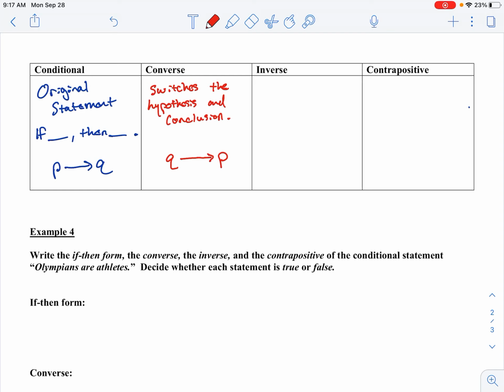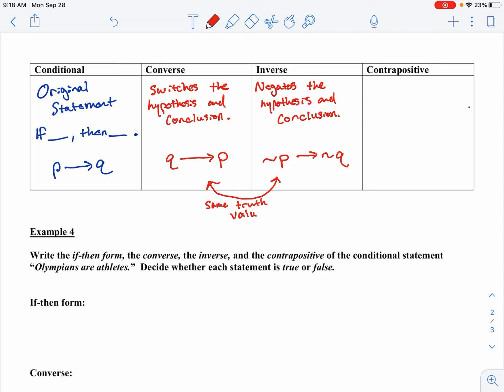The inverse negates, or takes the opposite meaning of, the hypothesis and conclusion. So it does not switch them. It keeps if P then Q, but it negates the P. So if not P, then not Q, the negation of Q. And what we're going to find here is that these two, the converse and the inverse, while they're very different, one saying if Q then P, the other saying if not P, then not Q, actually have the same truth value.